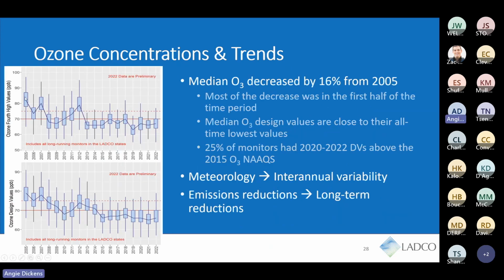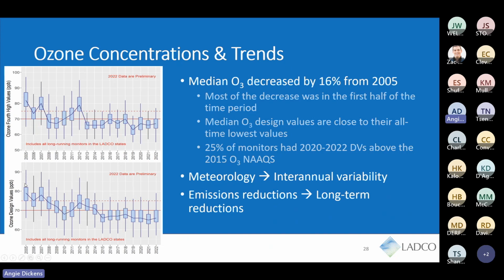We're looking at trends over time. This shows the ozone fourth high values for all the monitors in the region and the design values down here. Again, you've seen these figures before. But if you look at the median value, the median value for ozone design values decreased by 16% from 2005, from high 70s to mid 60s. That's a big decrease, but it's also much lower than the decreases we found in emissions, which were much larger than this, on the order of 50% during this time period. I think I went back to 1995 before, so a longer time period for emissions.